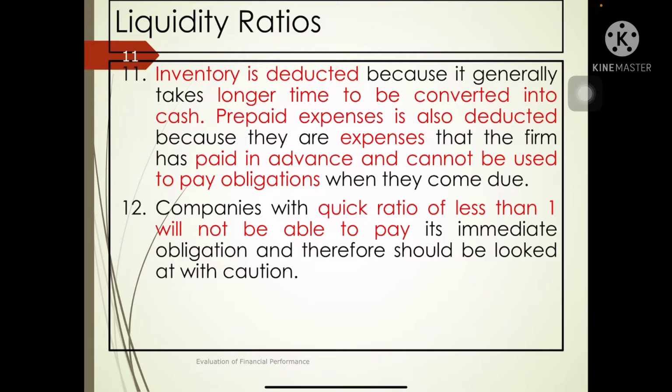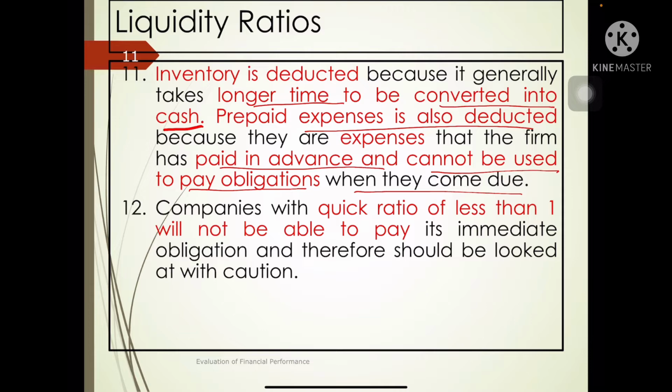Alright, now we move on to number 11. Inventory is deducted because it generally takes a longer time to convert into cash. It's quite difficult for us to sell our stock immediately. Prepaid expenses are also deducted because these are expenses that the firm has paid in advance and cannot be used to pay obligations when they become due. For example, if we overpaid our electricity, it's quite difficult to use the extra money that we paid to pay for something else.